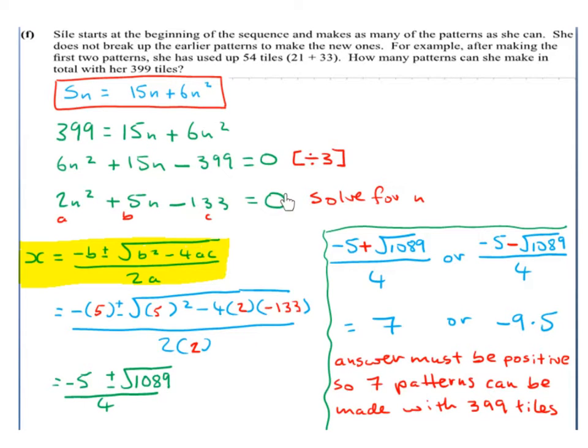So we wanted to solve this quadratic, and we got 2 answers for n. We got 2 solutions, 7 or minus 9.5. But remember, we're looking for how many patterns she can make in total with her 399 tiles. So it does make sense to say that she could make 7 patterns, but it does not make sense to say she could make minus 9.5 patterns. That does not make sense. So the answer must be positive, so 7 patterns can be made with 399 tiles.